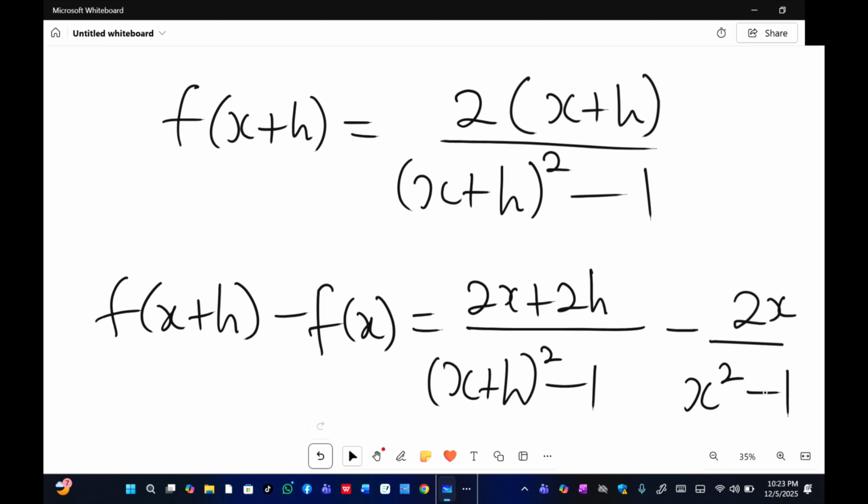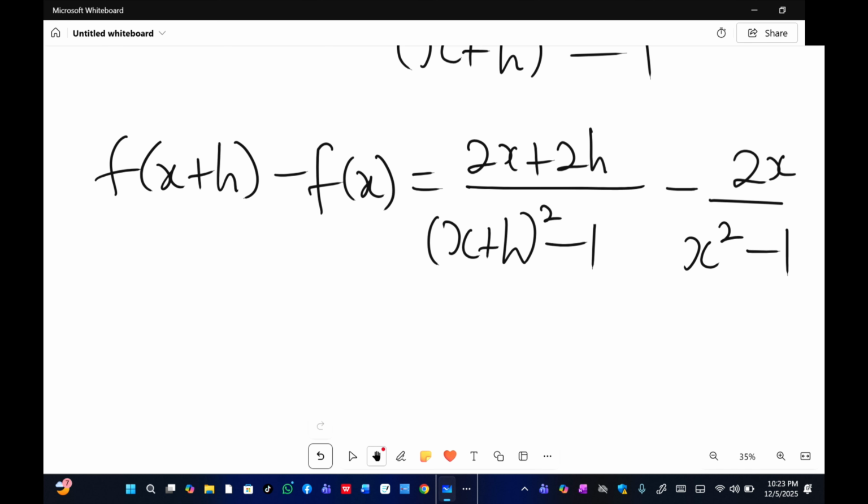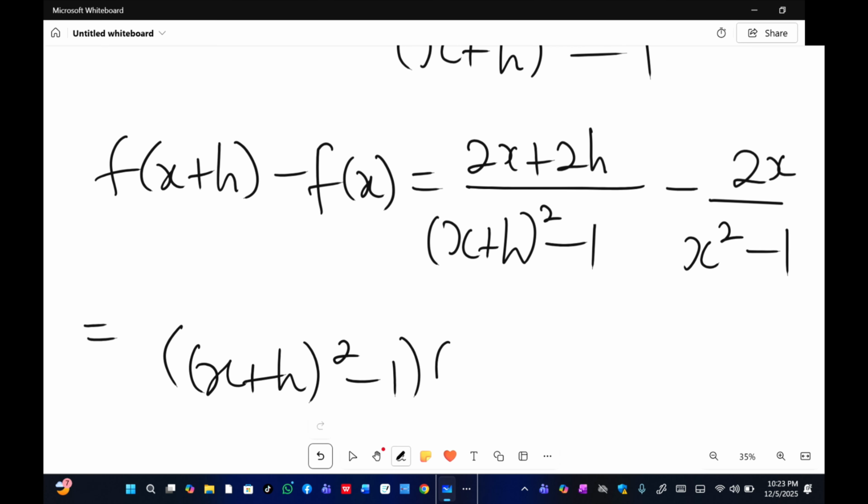So let us simplify this. For f of x plus h minus f of x, let us get our LCM. Let us find the LCM for the two denominators. So we are going to get x plus h all in brackets squared minus 1, then we have another bracket multiplied, x squared minus 1. So that becomes our LCM.